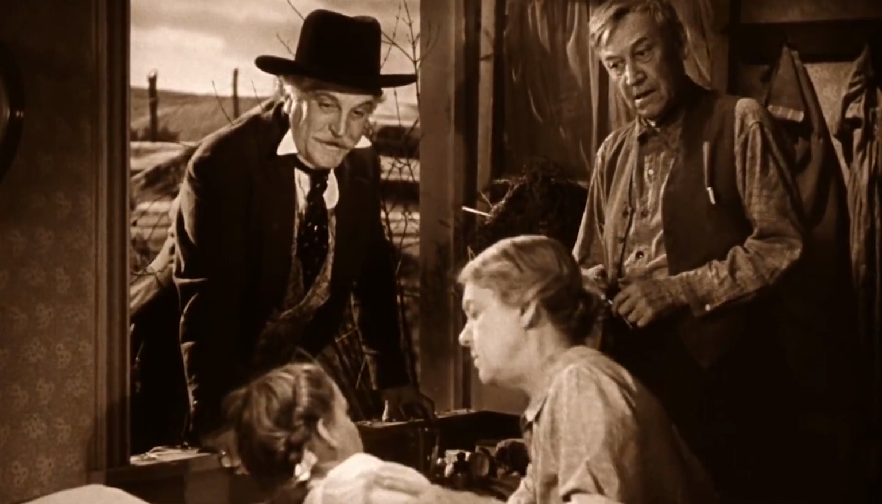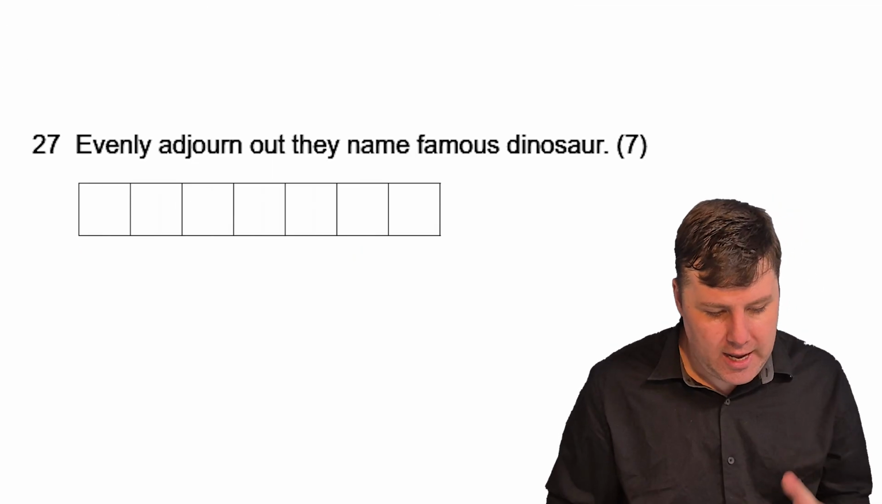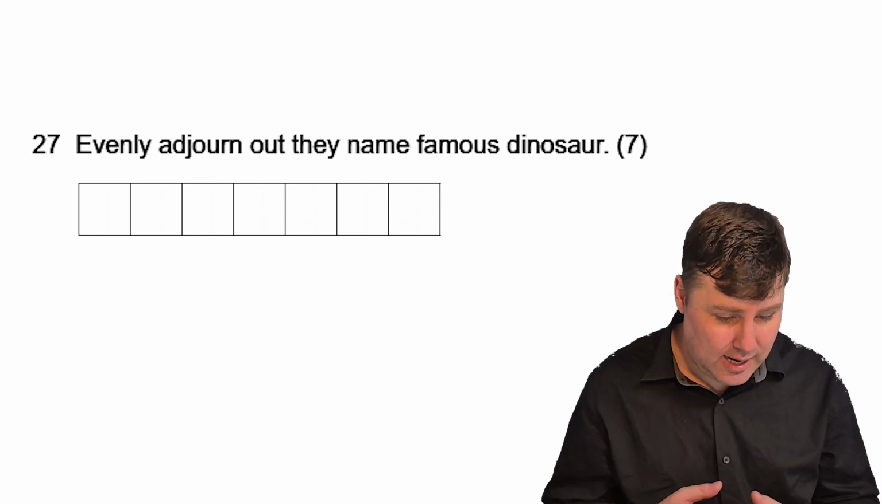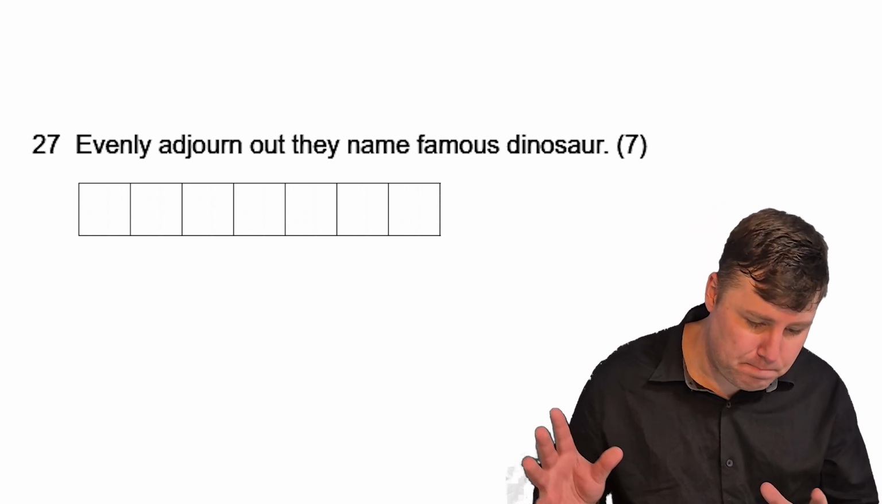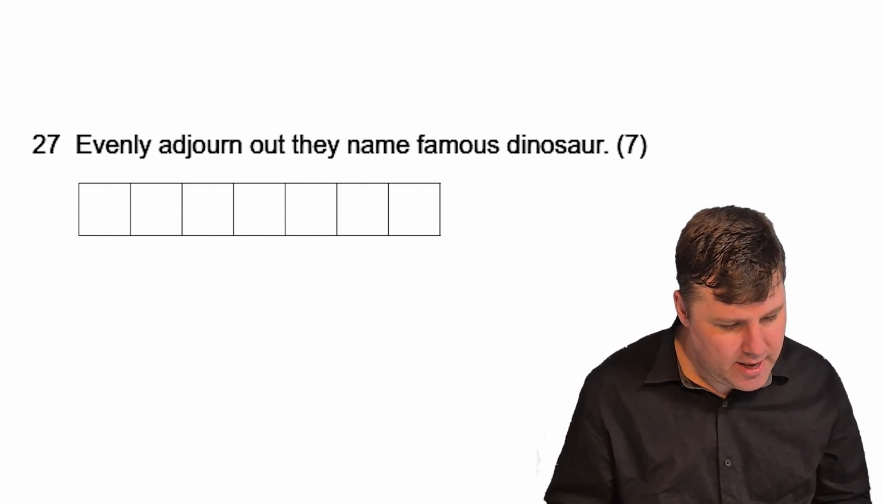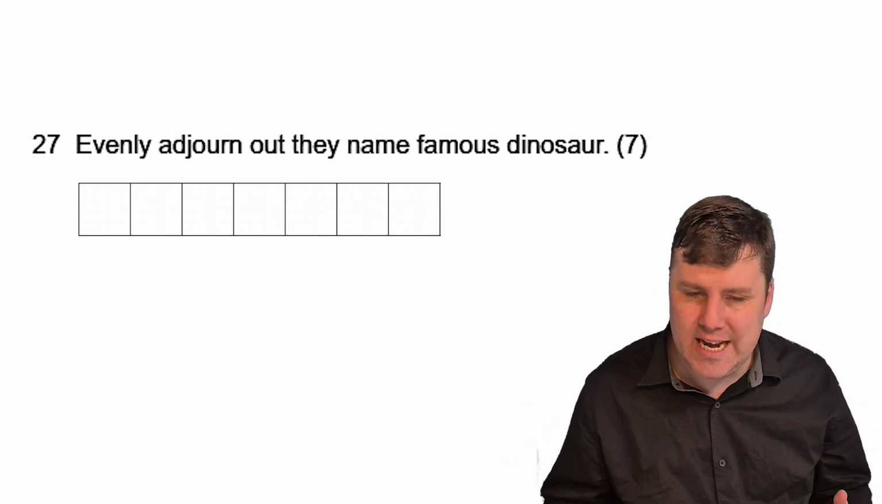That's just the trouble. 27 across. "Evenly adjourn out, they name famous dinosaur." It's only 7 letters, so it's not going to be Brontosaurus or Triceratops or anything like that. Evenly adjourn out. They name.